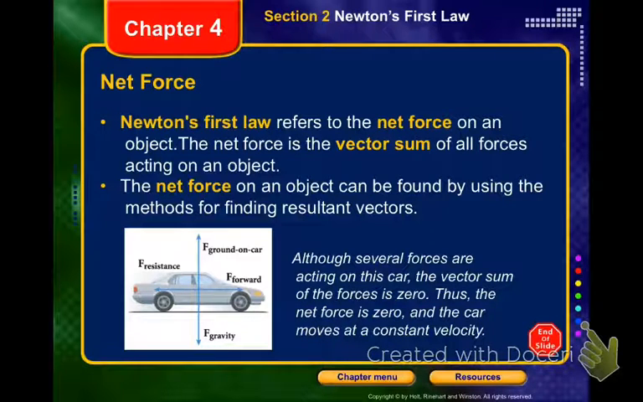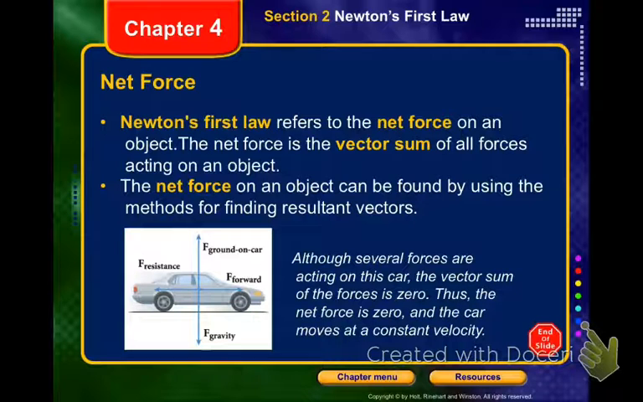What do they mean, the methods for finding resultant vectors? Adding up the components. Okay, components. Right here in this example, everything's at 90 degrees or 180 degrees. This one is going to be really, really simple. Okay, it's a matter of adding and subtracting things that are within the same plane.